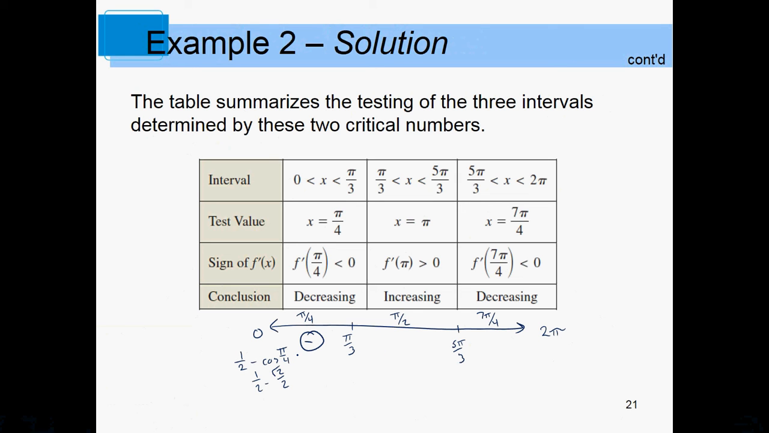If I plug in pi over 2, 1 half minus cosine pi over 2. So what's cosine of pi over 2? Zero. So we have 1 half minus 0. Is that positive or negative? That's positive. And then 1 half minus cosine of 7 pi over 4. Cosine of 7 pi over 4 is root 2 over 2 again. So 1 half minus root 2 over 2. Same thing we had on that first interval, still negative.